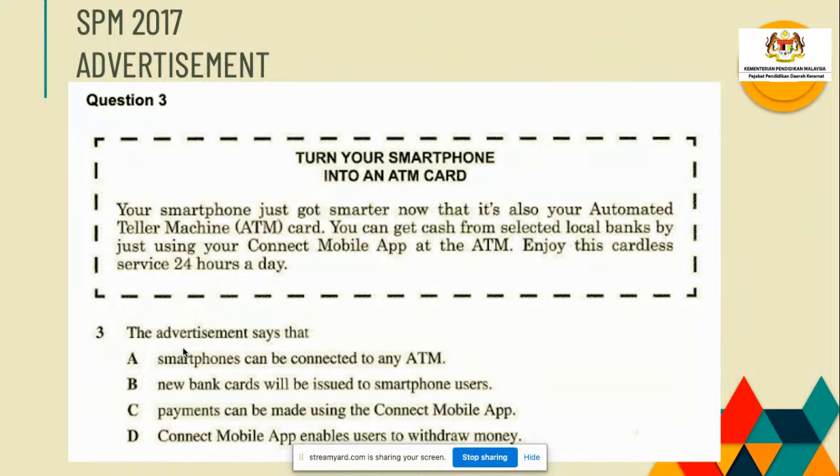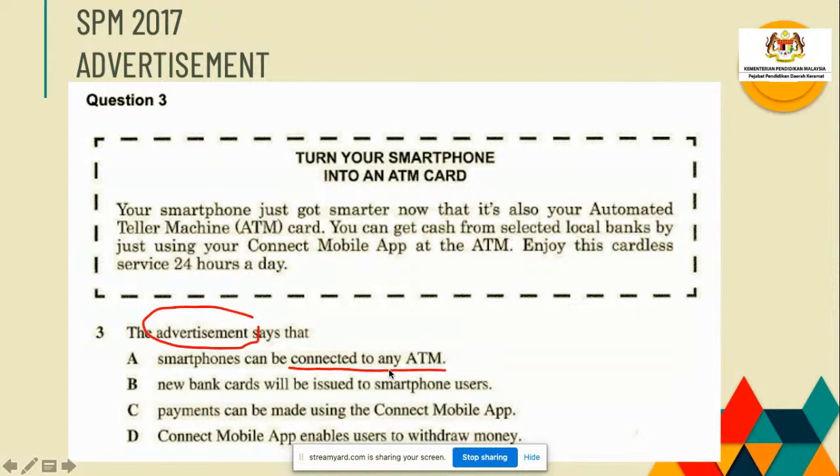Okay, so bila kita tengok the advertisement says that. Okay, so kita tahu kita akan baca satu iklan. Okay, the advertisement says that. Okay, dia kata iklan di atas ni cakap. Okay, A, smartphones can be connected to ATM. So bila kita baca nanti, kita akan cari keyword dia. Adakah smartphone ni boleh connected to any. Nampak tak perkataan any? So ini adalah keyword dia. Okay, keyword untuk soalan, untuk choice A.